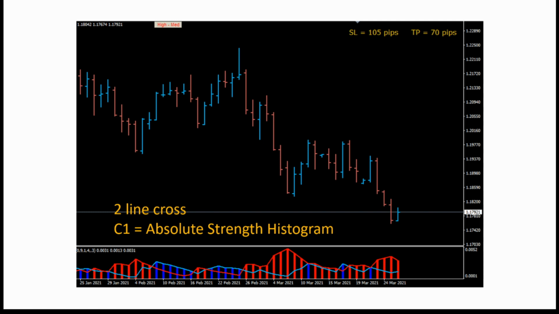So here's an example of a 2-line cross indicator. This is the Absolute Strength histogram, and this is just on default values. Now, because it's a histogram, it doesn't look so much like a 2-line cross, but if you ignore the bars, you can see there's a blue line and there's a red line. And when the red line is on top of the blue line, it is a sell signal. And when the blue line crosses over the red line, it's a buy signal. So this is one type of C1.